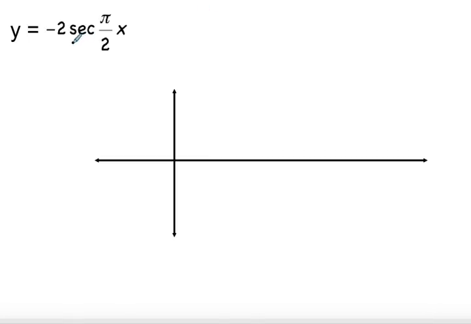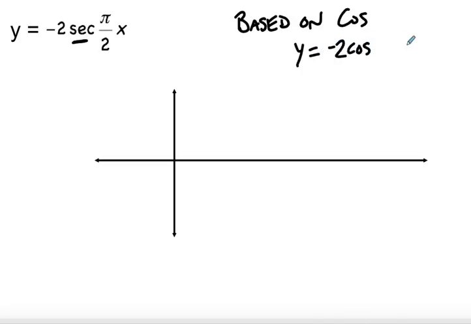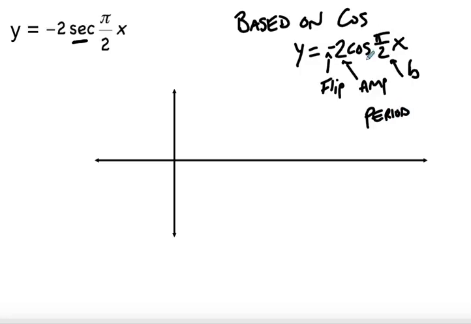All right, this is a secant graph, so that's going to be based off of cosine. So essentially, we're going to graph -2 cosine pi over 2x. So we're going to have a flip. We're going to have an amplitude of 2. And then this is the b value, which is going to change the period. Now remember, this is cosine, so the period is 2 pi over b. So that will be 2 pi over 2.